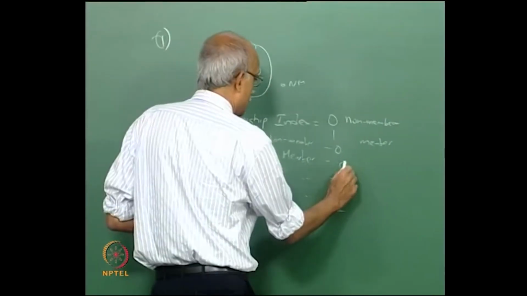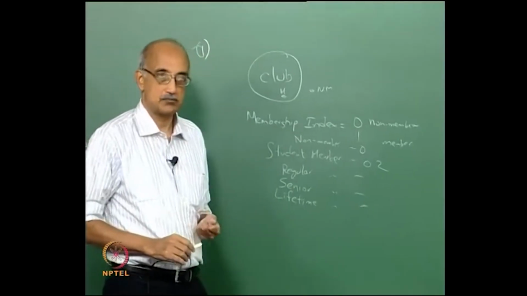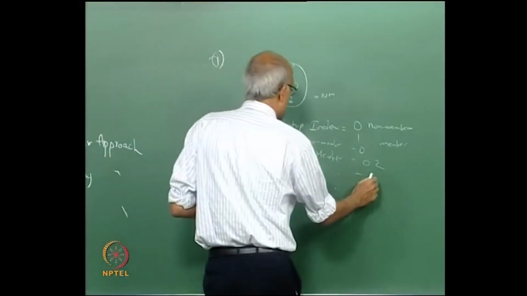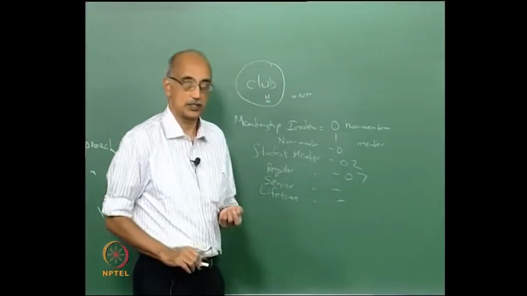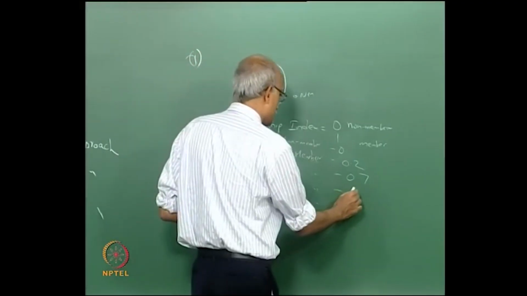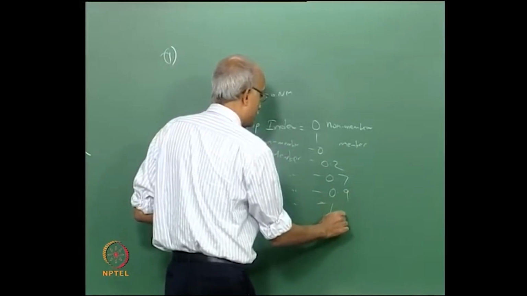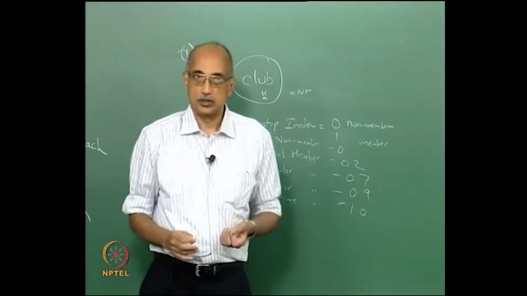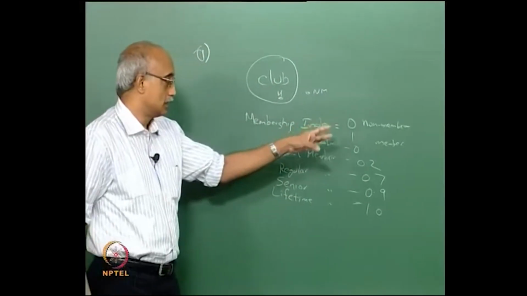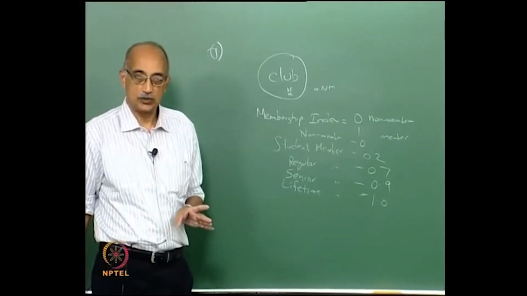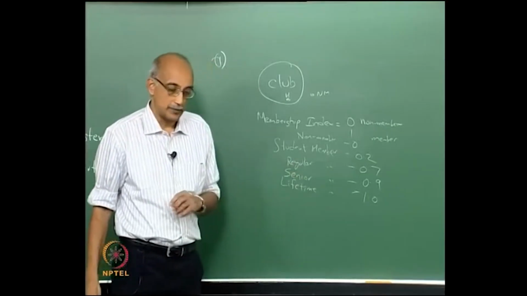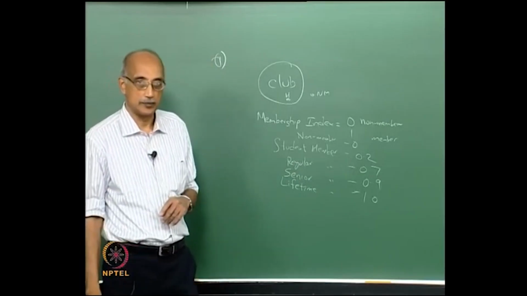So the index here may be a 0.2, and let's say that as a regular member you get virtually all the benefits, but maybe not all of them. So this may be a membership index of 0.7, and let's say that as a senior member you get 90% of the benefits, but you really have to be a lifetime member or a founder member to get all the benefits, right? So here what we have done is change this from a binary system of membership to essentially a continuum of membership, and this type of membership concept is known as fuzzy membership.